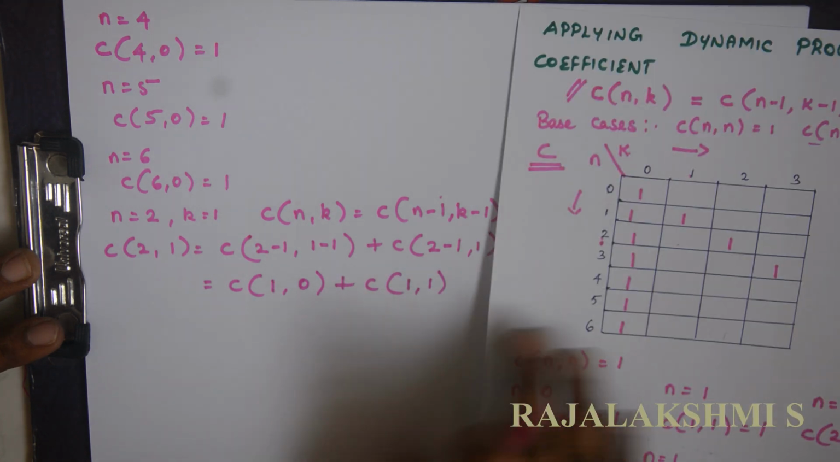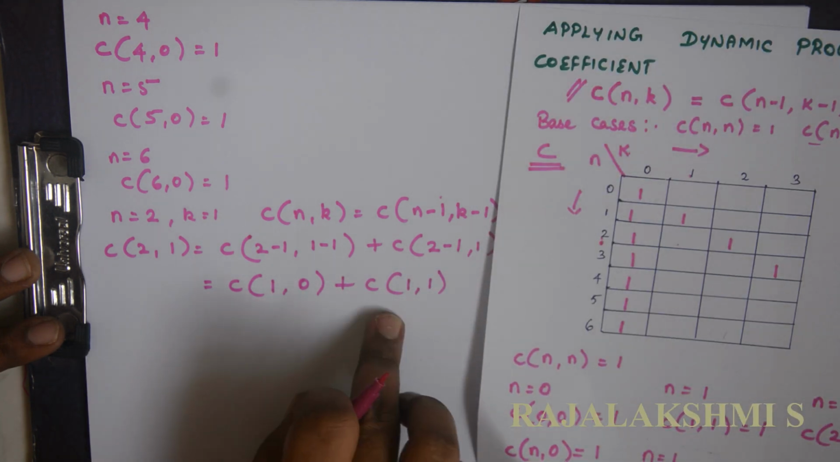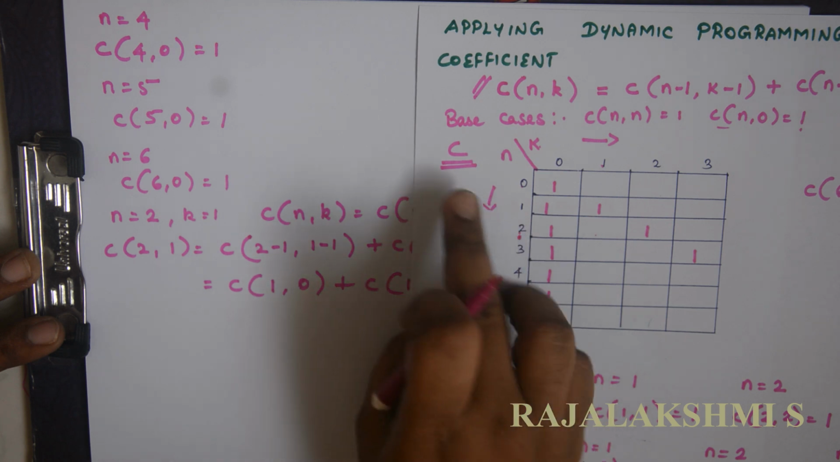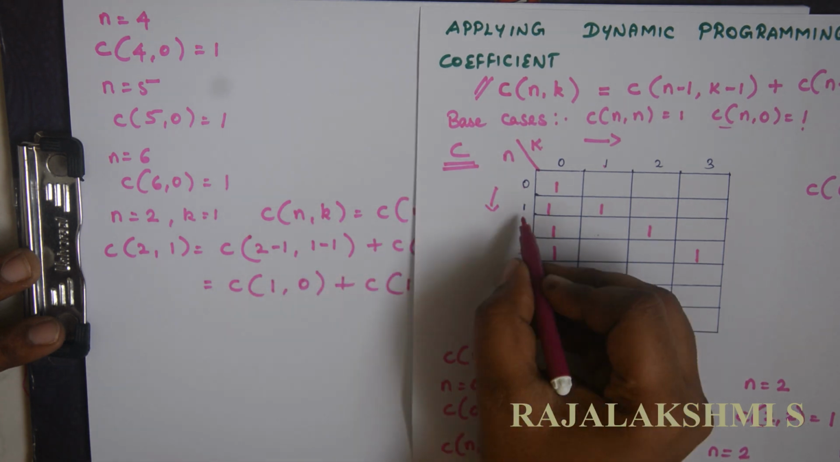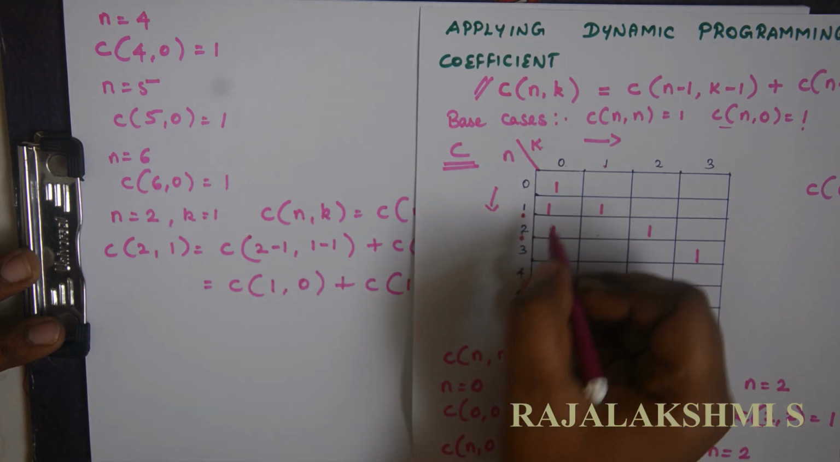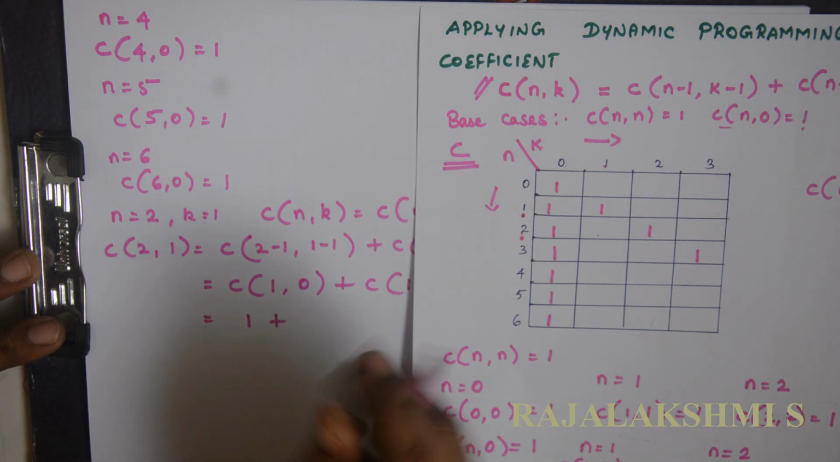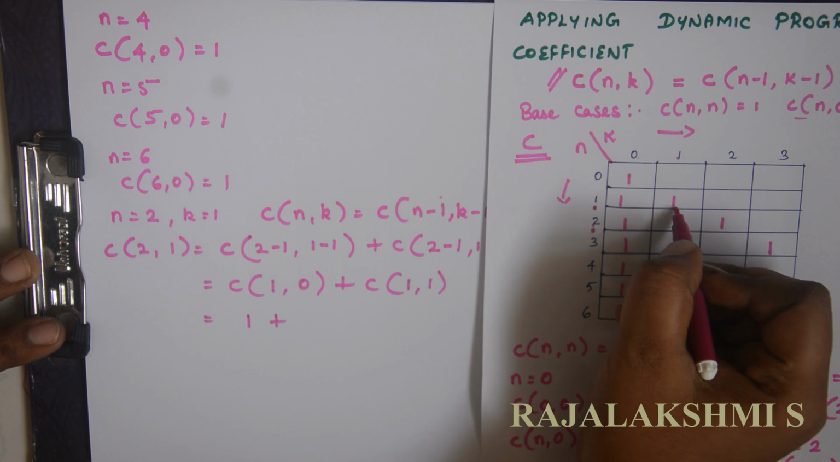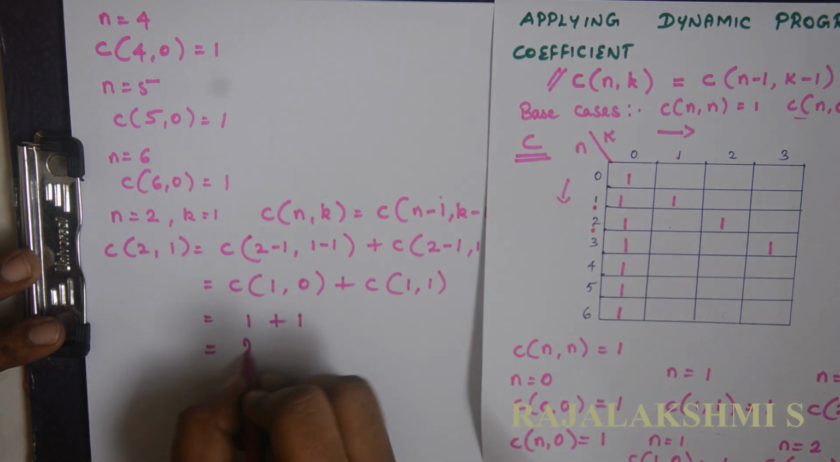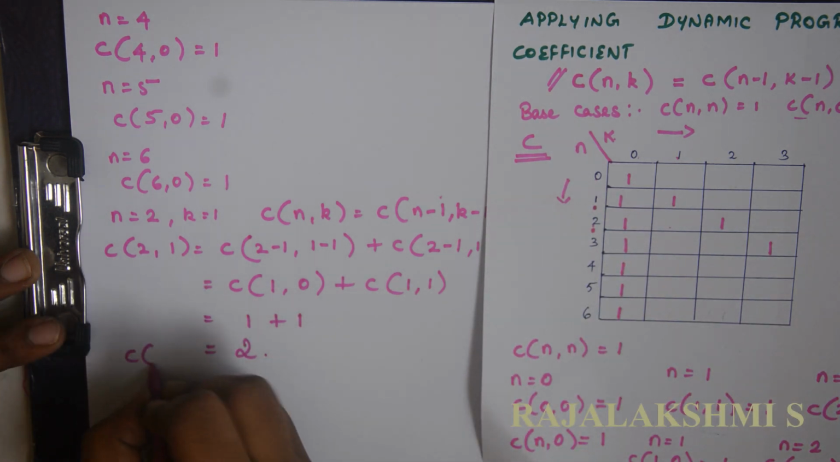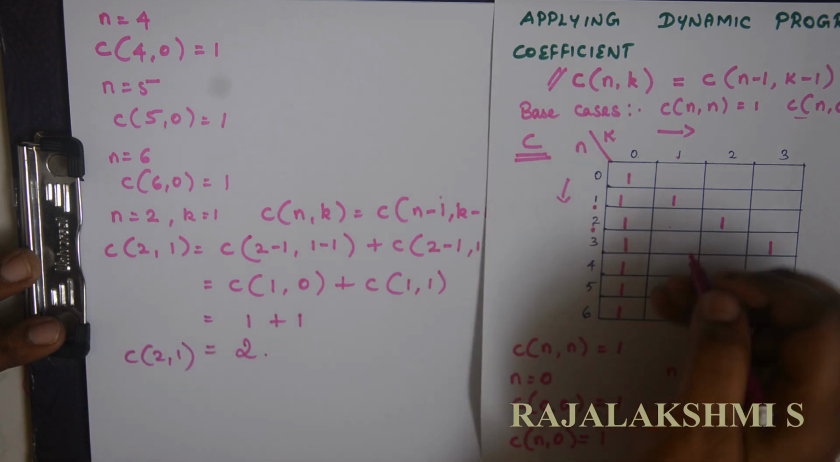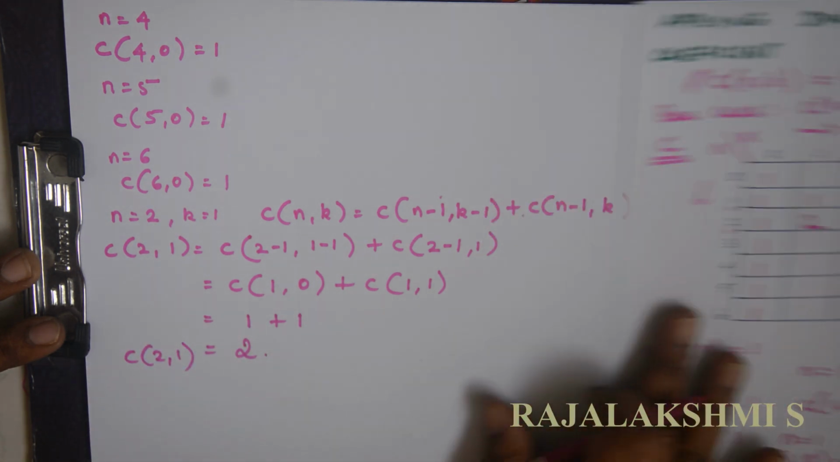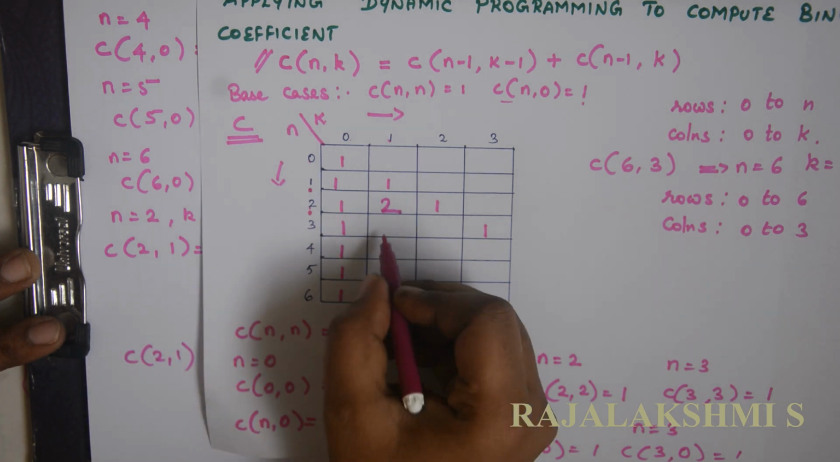So now we need these two values. These two values we can get from the table. So C of 1 comma 0, so n is 1 and k is 0. We are having 1. So 1 plus C of 1 comma 1. So n is 1, k is 1. We are having 1. So the value will be equivalent to 2. So C of 2 comma 1 is equivalent to 2. So that we will fill here. Okay. So now we should fill the next value.